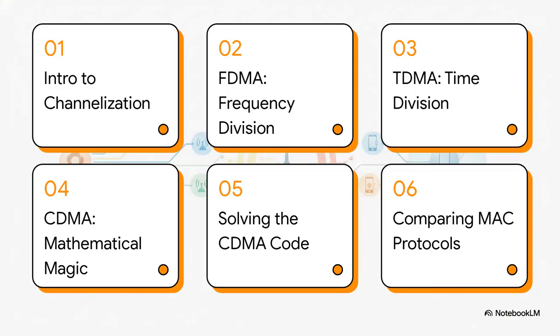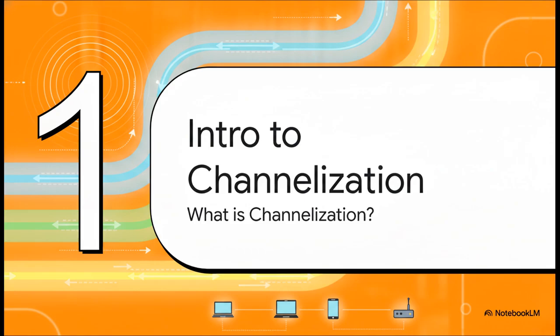So here is our roadmap for today. We'll start with an introduction to channelization, then look at FDMA for dividing by frequency and TDMA for dividing by time. After that, we're going to get into the mathematical magic of CDMA, actually solve a CDMA code together, and finally wrap up by comparing these MAC protocols. Okay, let's jump right into section 1, Introduction to Channelization.